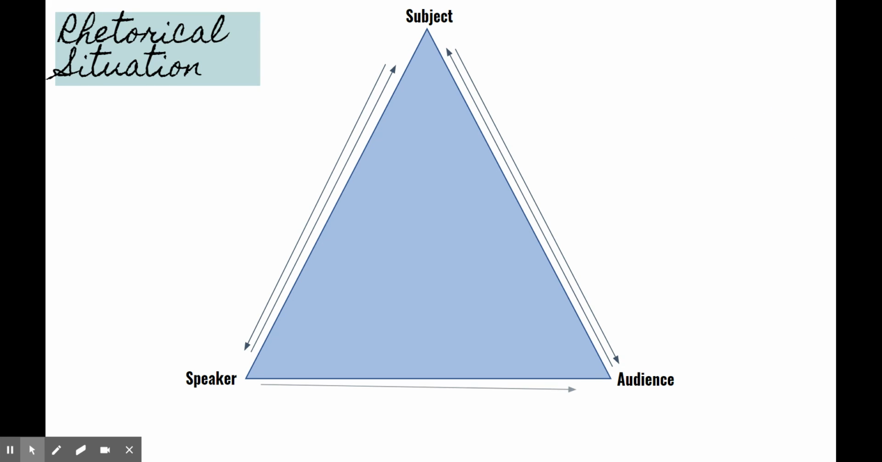And then the last relationship is the speaker and audience relationship, okay? And this really takes into consideration a power dynamic. Is there a power dynamic at play, or are they on the same level? How does the speaker relate to the audience?